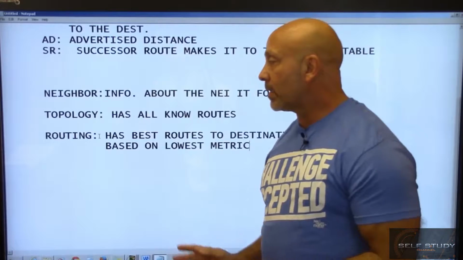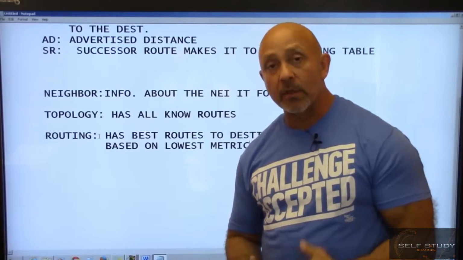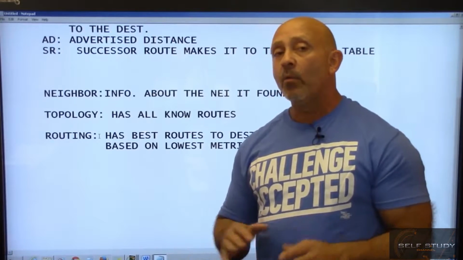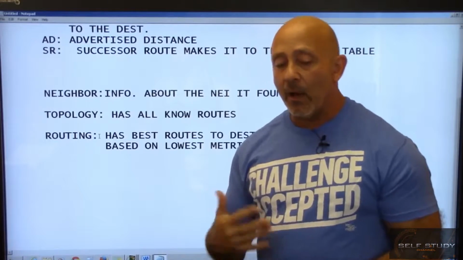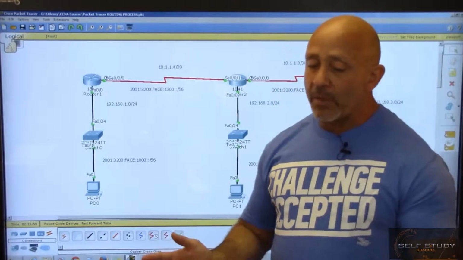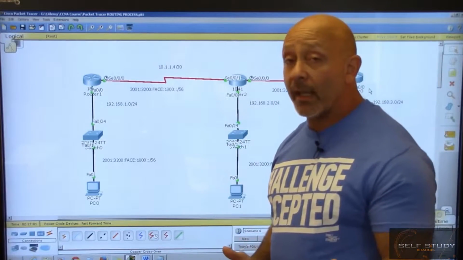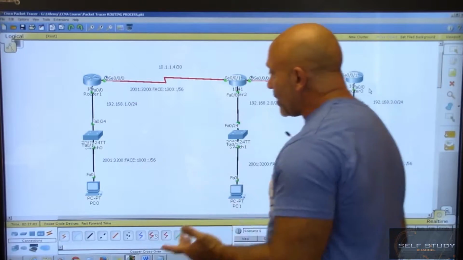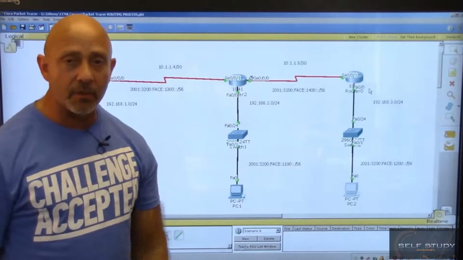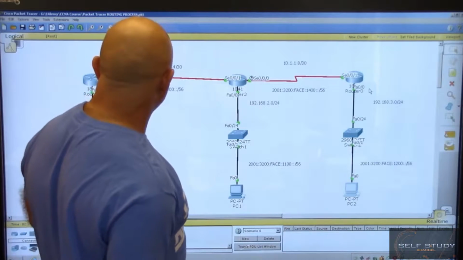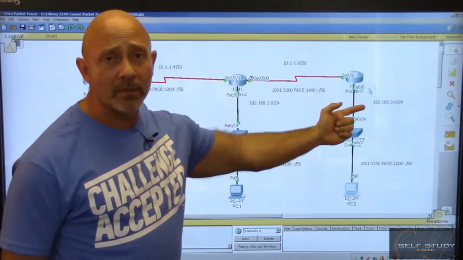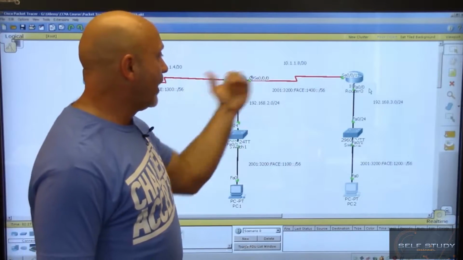All right, it does its calculations. It looks at the interfaces. It looks at the bandwidth. And it does look at the delay. Now the delay will be a cumulative delay. Now this is a lab we did from previous, and we're going to use it again. In this lab, there's not going to be any feasible successor or anything like that. It's only got one way to go. So this way and that way.